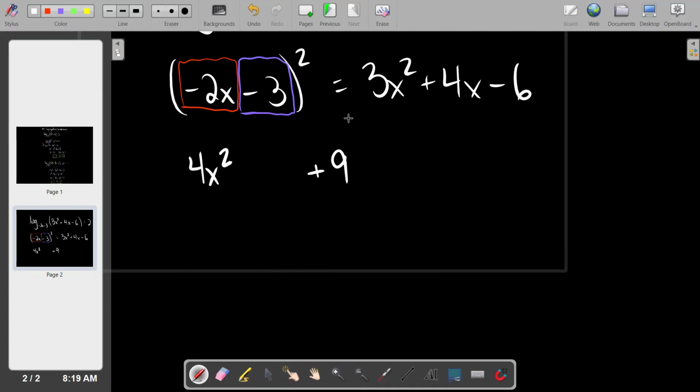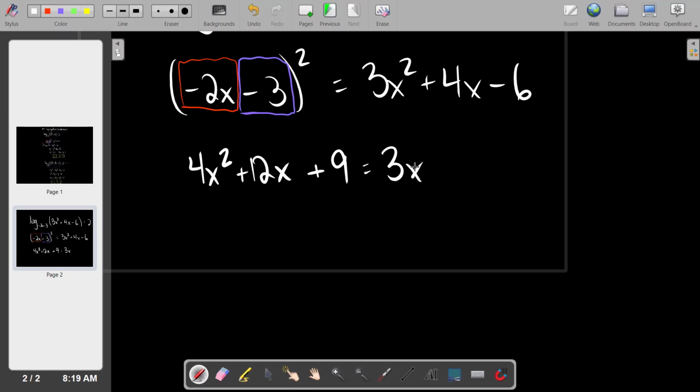If you take the red thing times the purple thing, what do you get? Positive 6x. Double that. There you go. So every time you square a binomial, just follow that algorithm. Square, square, multiply, double. Every time. It works every time. Quick, easy.